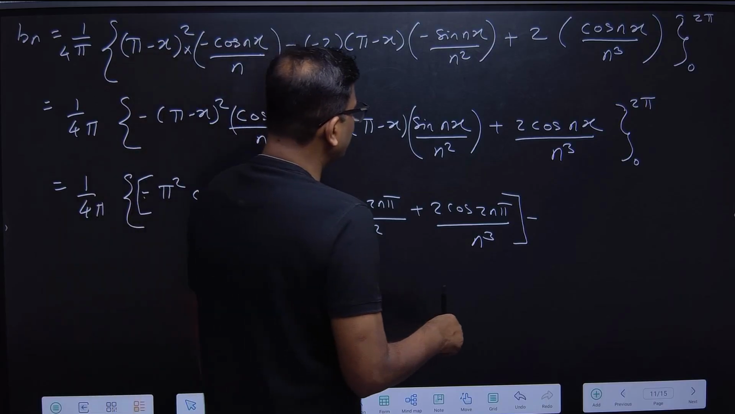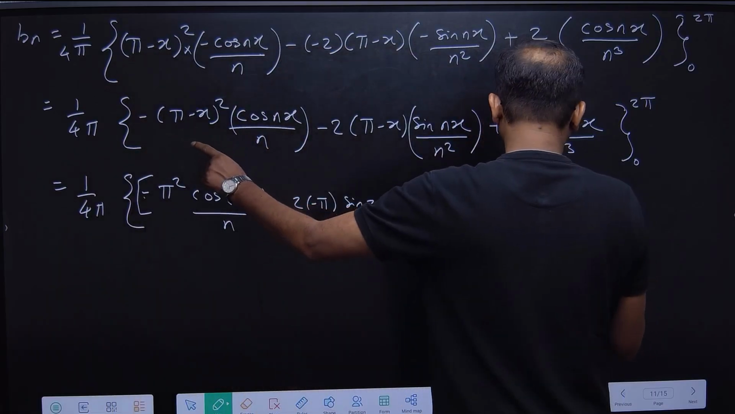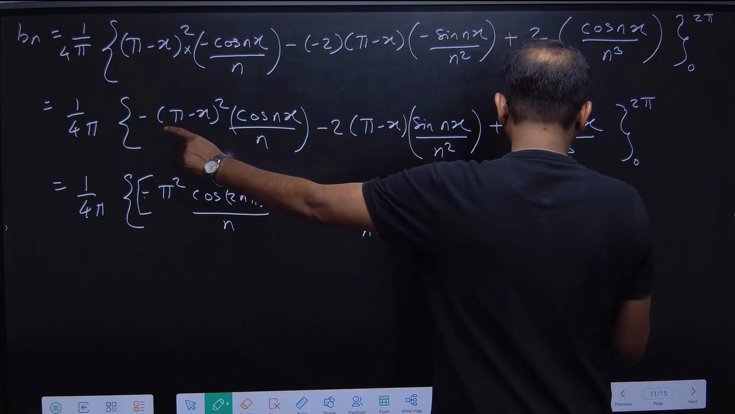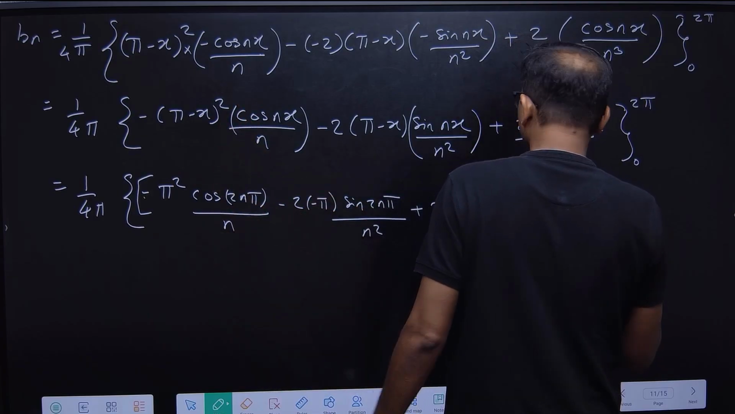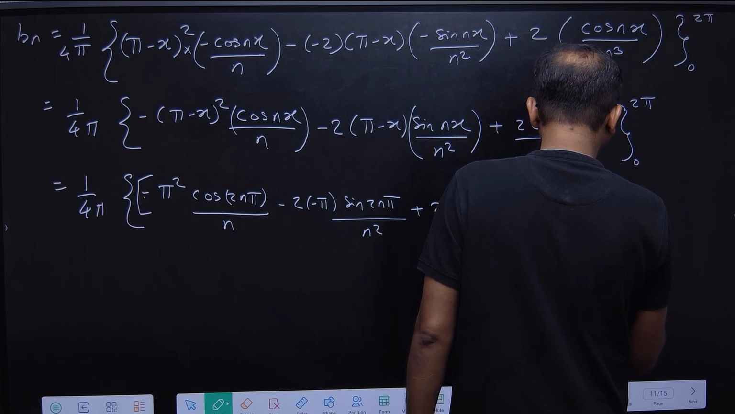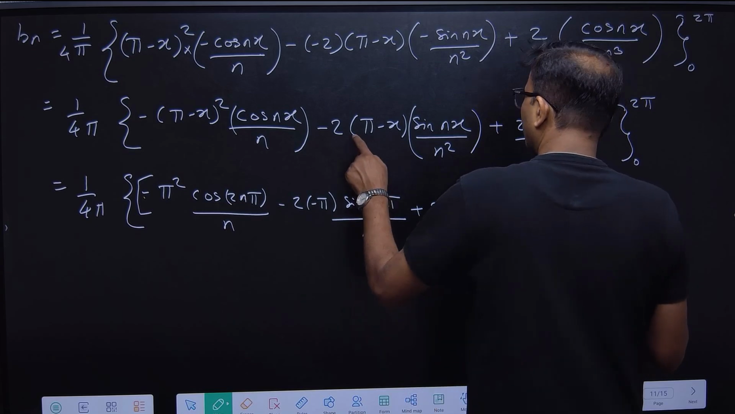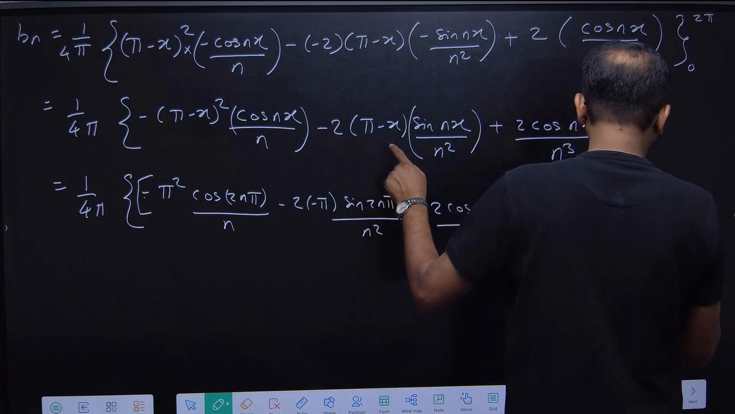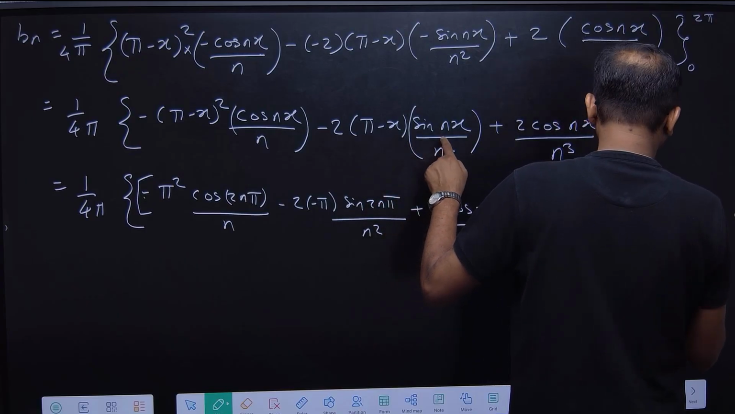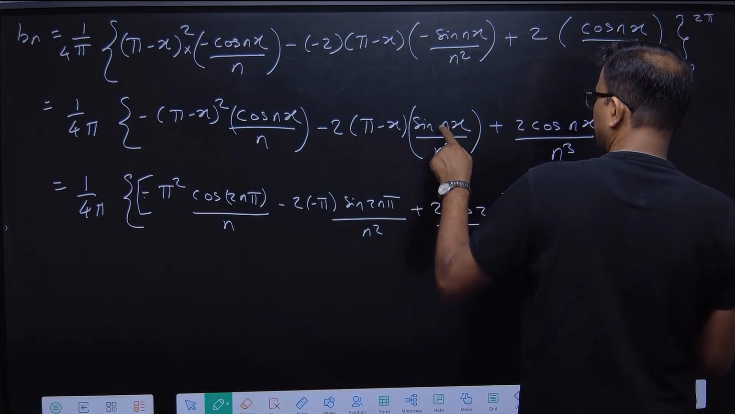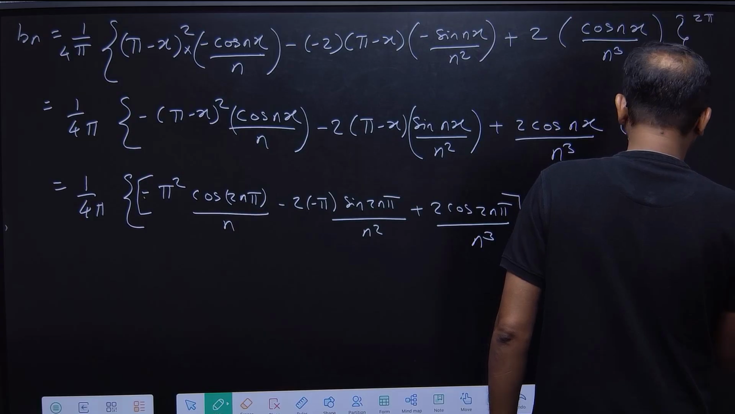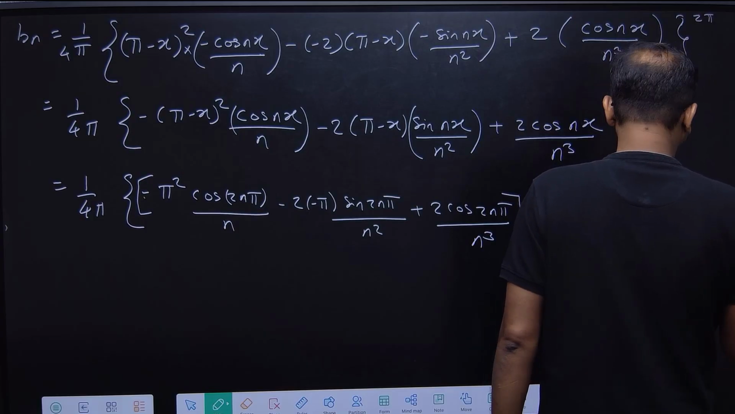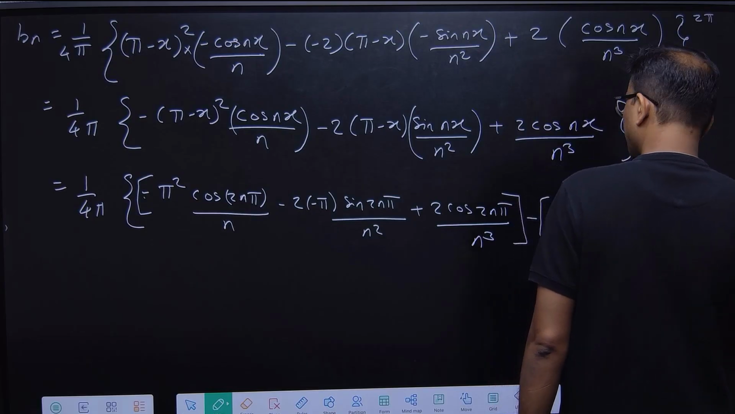Now wherever there is x, we will put the lower limit 0. See here, it is going to be this minus, and outside as it is, and this will be pi minus 0, which is pi. Square of that will be pi square into cos of 0 upon n, minus 2 into pi minus 0, which is pi, into sine of 0. See, n into 0 becomes 0, so sine 0 upon n square plus 2 cos 0 upon n cube as our lower limit. This is upper limit minus lower limit.